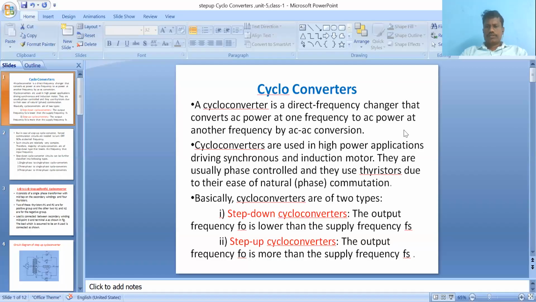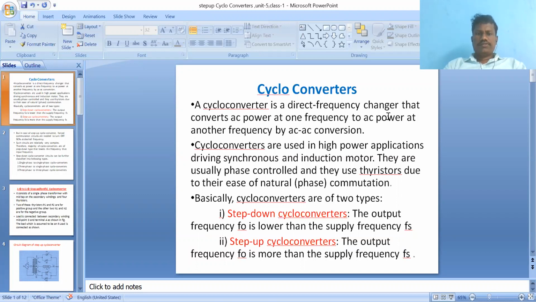So, what is a cycloconverter? Here the topics are what is a cycloconverter, classifications, operations, and applications. Everything we will discuss in the coming classes.